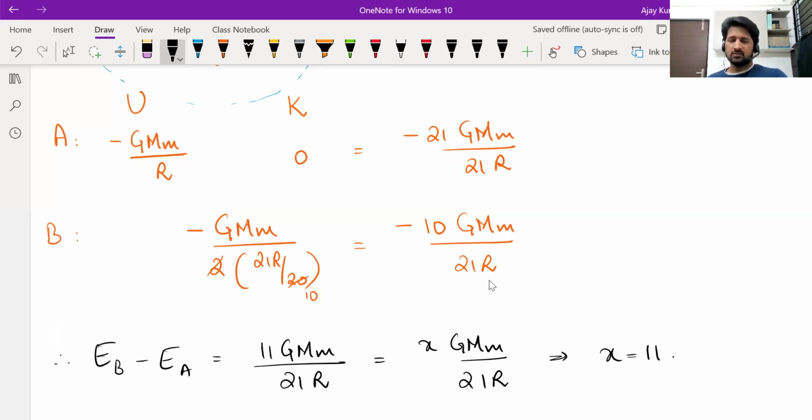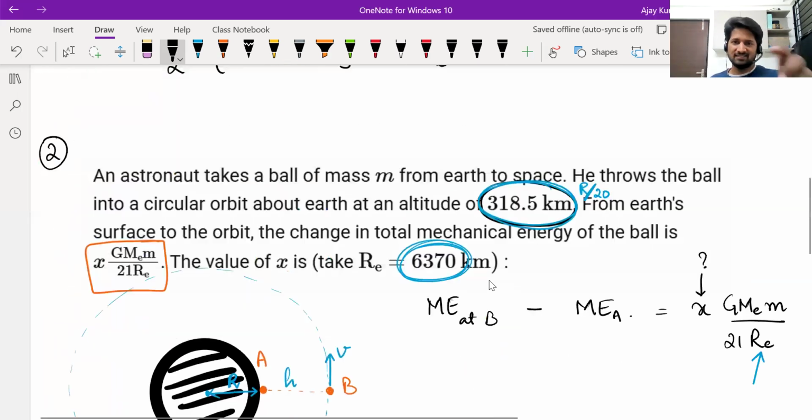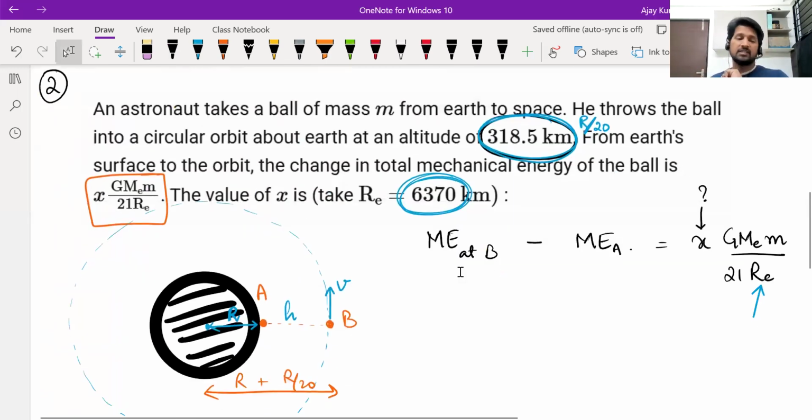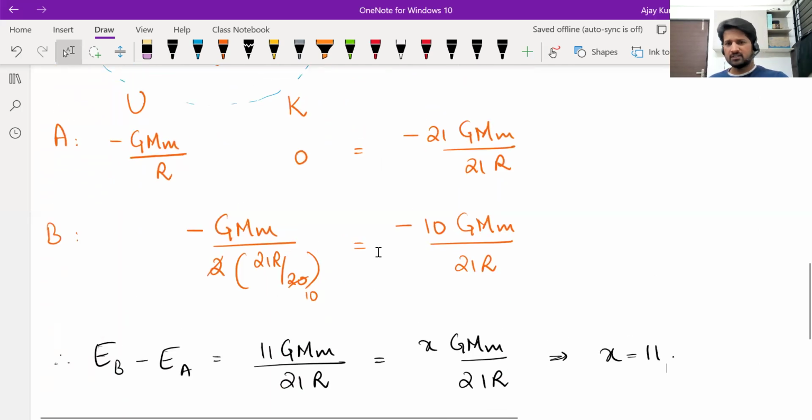Simple. Okay. So first you should get that idea that 318.5 can be expressed in terms of the radius. After that, you should know how to calculate mechanical energy of an object, and you can solve.